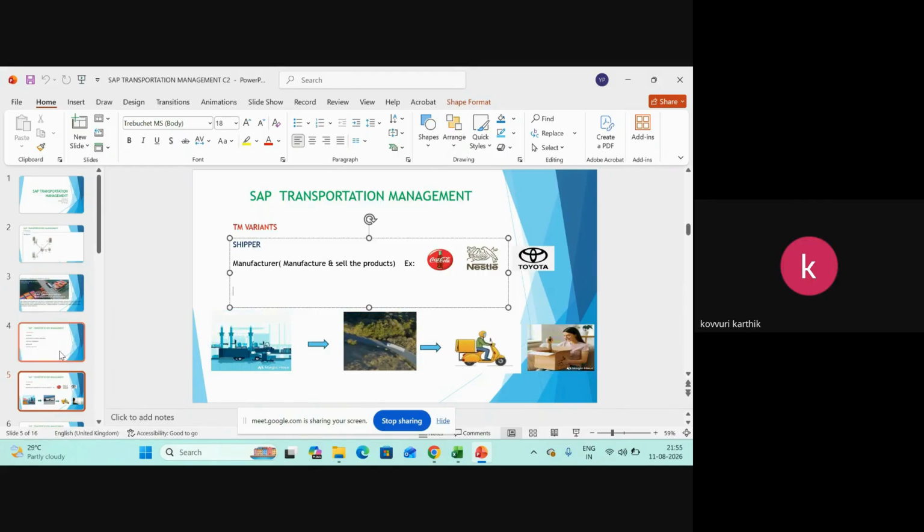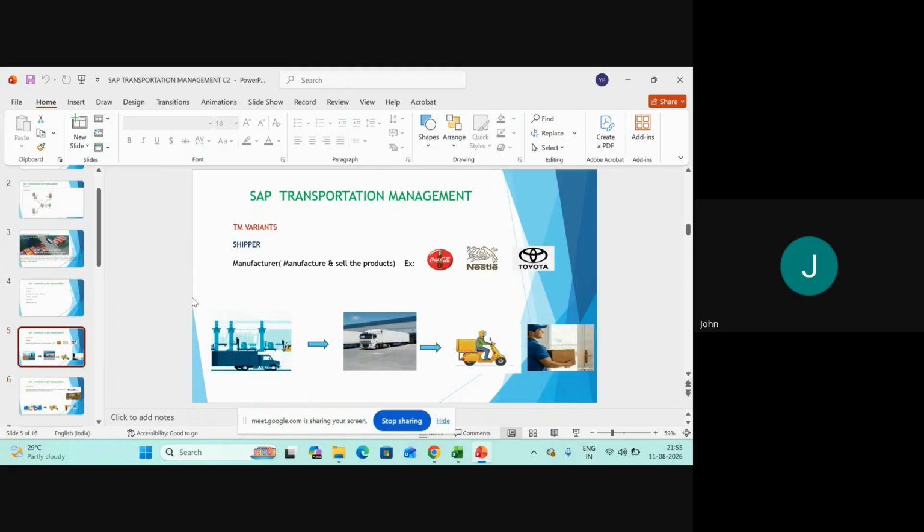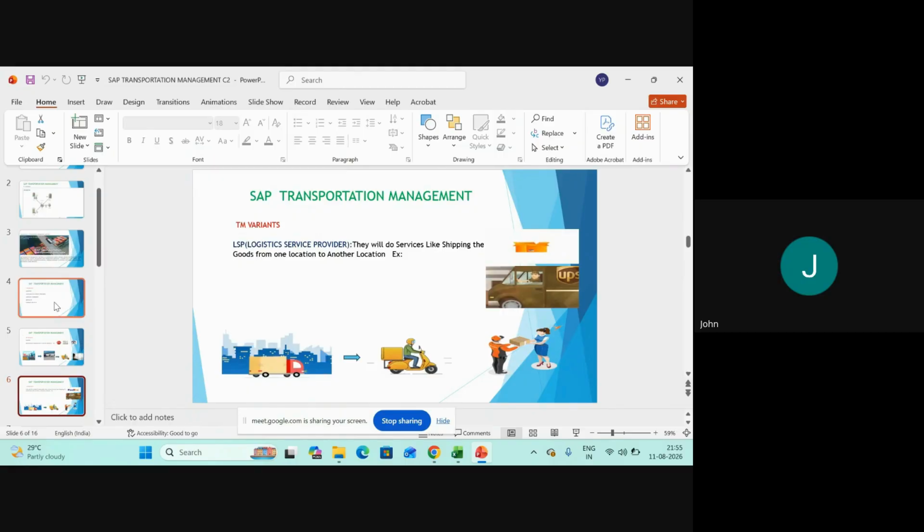Okay, next is LSP. LSP means simple: your FedEx and UPS. What they will do is transport the goods from one location to another location. They do not involve any manufacturing of goods. For that purpose, they may implement the TMS. So you can see that there are transport activities involved.